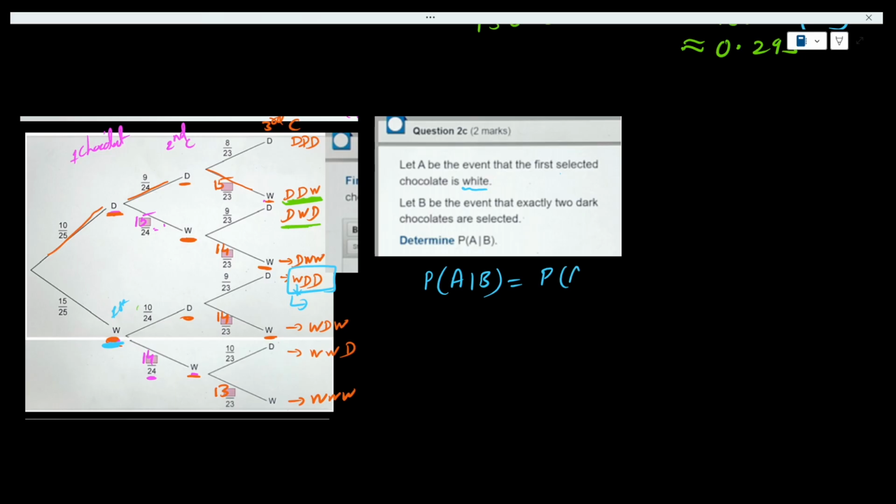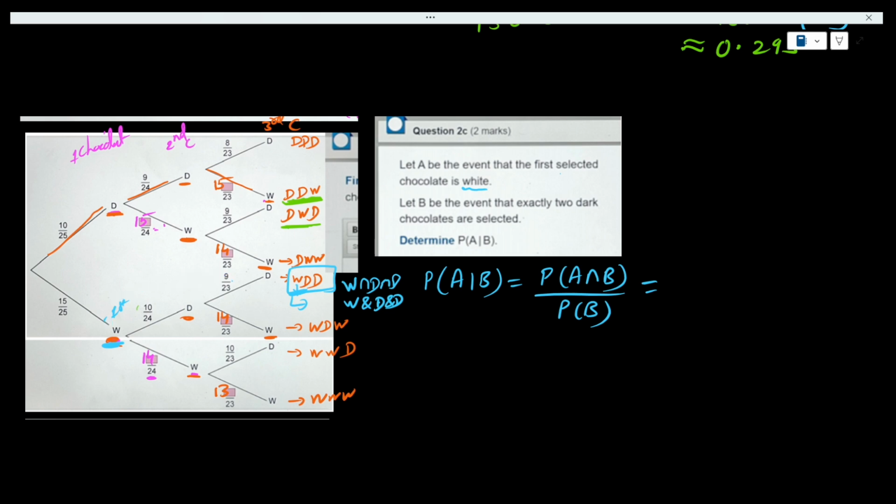This means probability of A intersection B divided by probability of B, right? Now what does this mean here? A intersection B means the first event is white, then intersection with dark and dark, so white, dark and dark. Again here you can find it as an intersection. So what is going to be the probability? You have to multiply these three branch values because that is representing the probability.